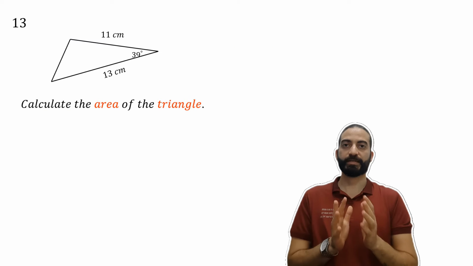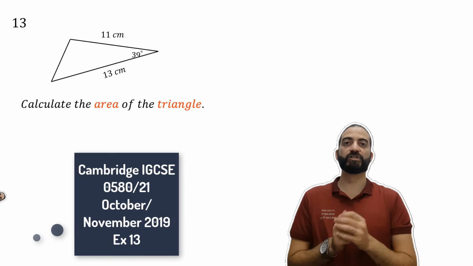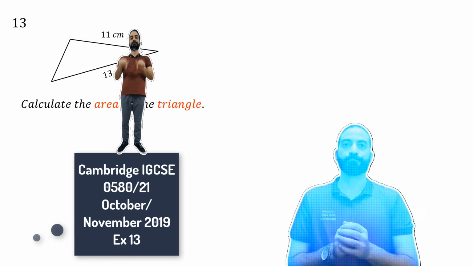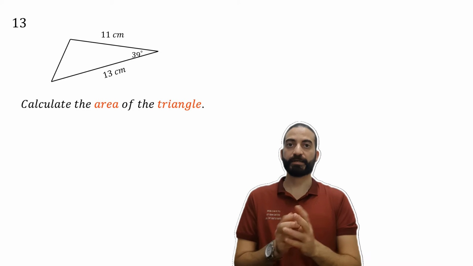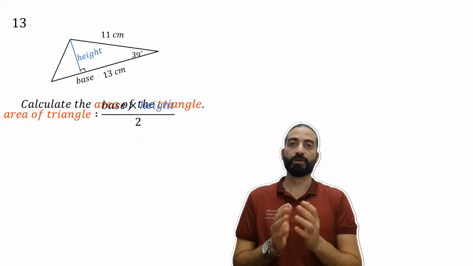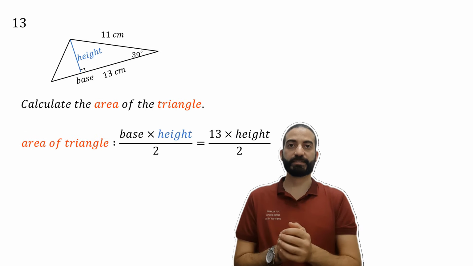Hello everyone. We will start by solving question 13 of the Cambridge IGCSE 2019 exam. Calculate the area of the triangle. We know that the area of a triangle is base times height over 2. We have the base equal to 13 centimeters.